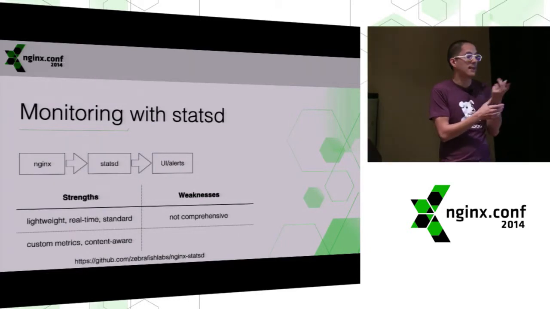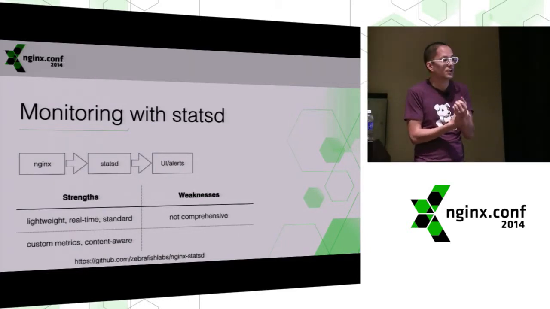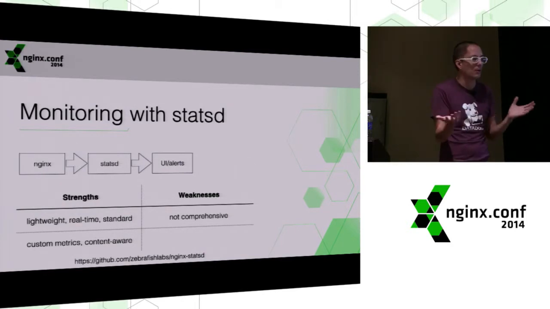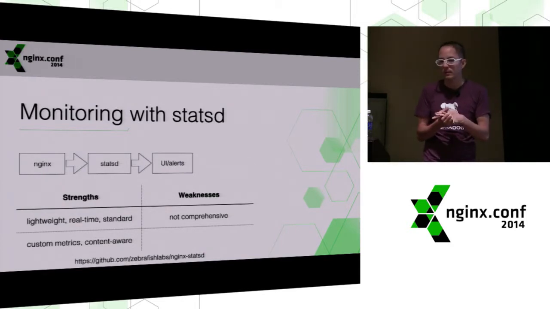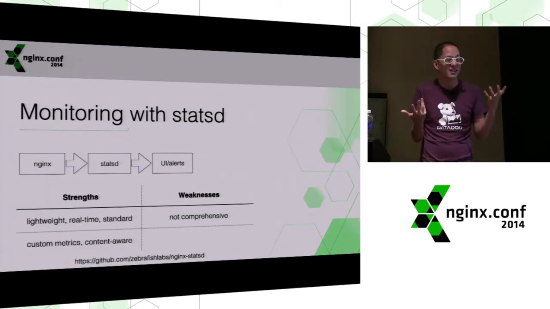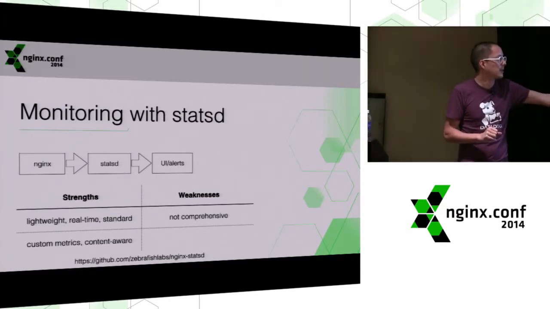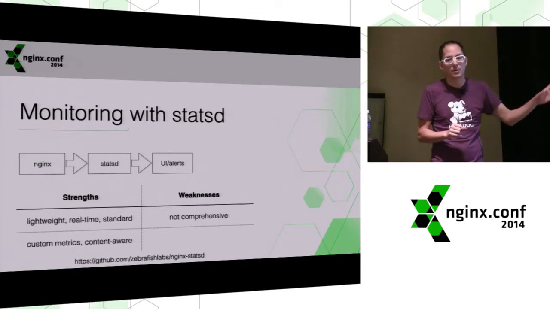So if you don't know about statsd, I highly recommend checking it out. It has some limitations, but otherwise it's a very valid way to monitor applications, regardless of the application. It's great for custom metrics. You can make it content aware. The problem is it's not comprehensive.